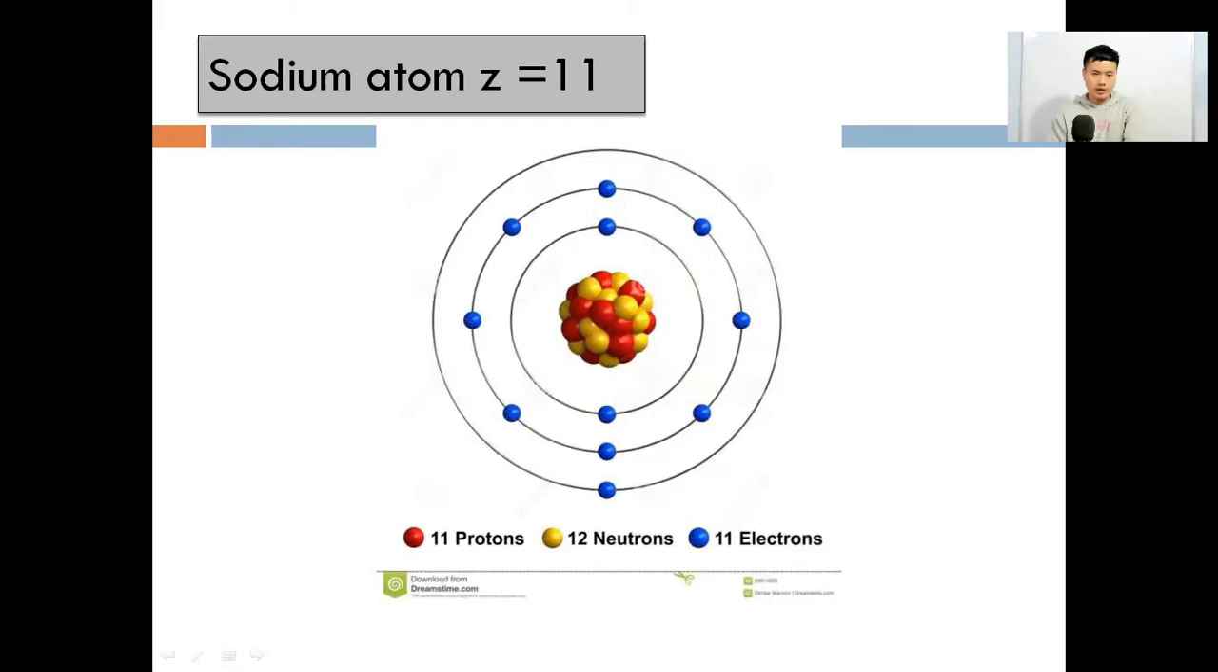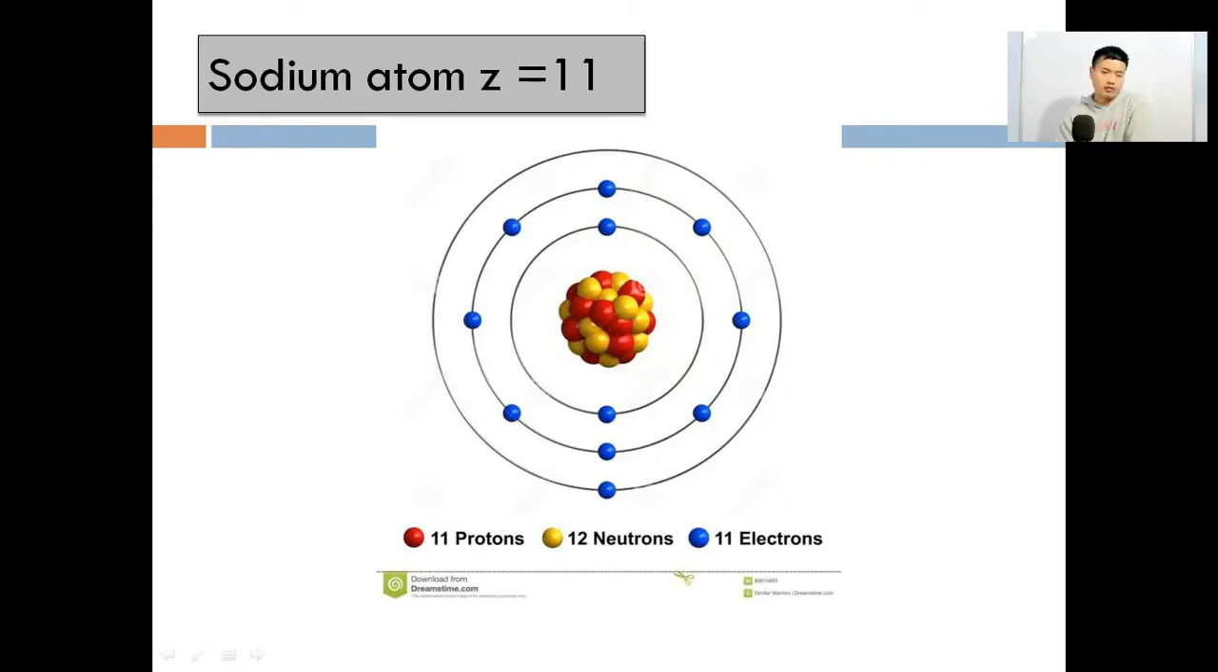In this picture, we have a sodium atom, with atomic number 11. We can see that in the first shell we have 2 electrons, in the second shell we have 8 electrons, and in the third shell we have 1 electron. The first and second shells are complete, but the third shell is incomplete. What sodium can do is lose an electron in order to be stable.